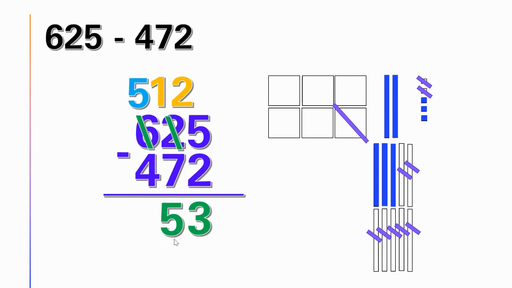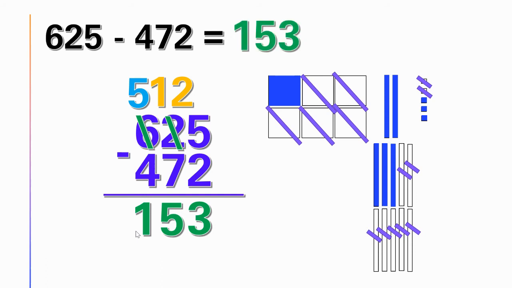Now we can go ahead and subtract the hundreds. We have 500 grids here, and we're going to cross out 400 grids because we have a 4 in the hundreds place. We now have 100 left, which is represented by the 1 in the hundreds place. 500 minus 400 is 100. So 625 minus 472 equals 153.